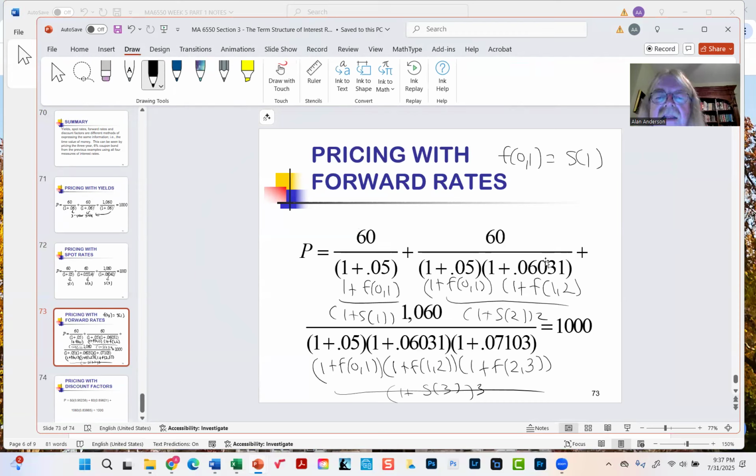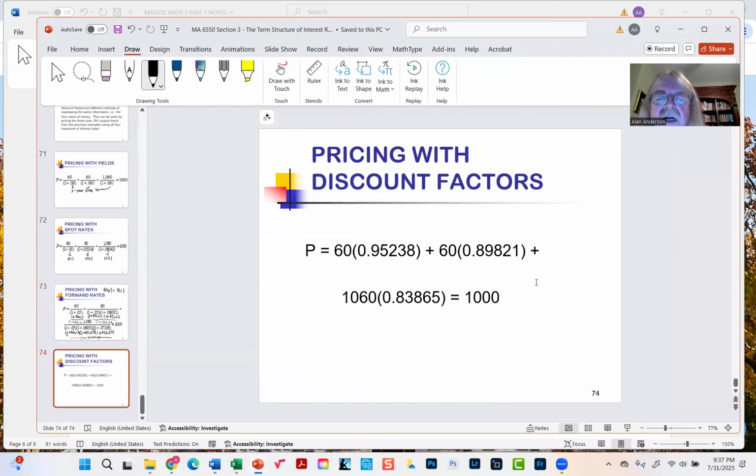All right. And then finally, the discount factors, this is D1, D2, D3. Look how easy that is. It's like you're basically using a weighted average of these discount factors to come up with your result. You're multiplying each cash flow by the appropriate discount factor. And so you end up once again with $1,000.